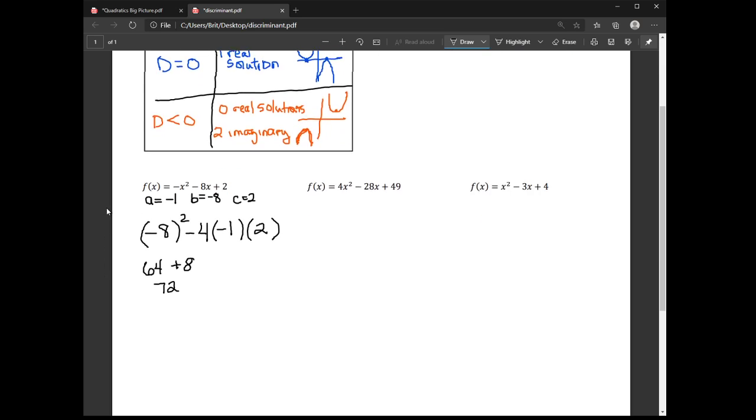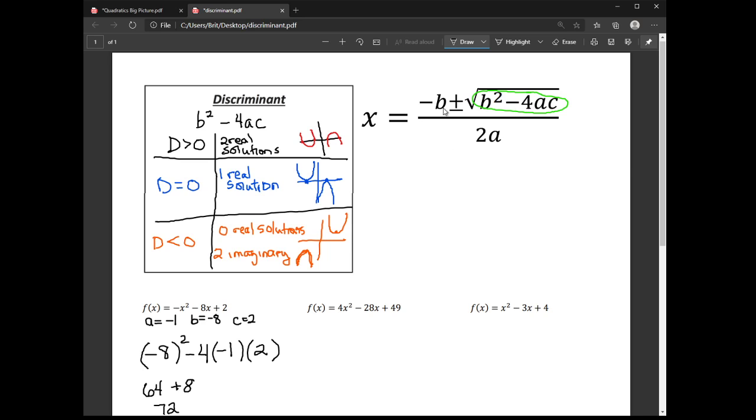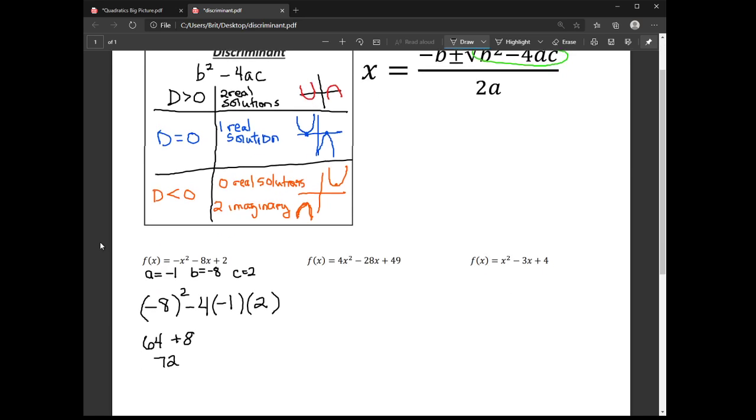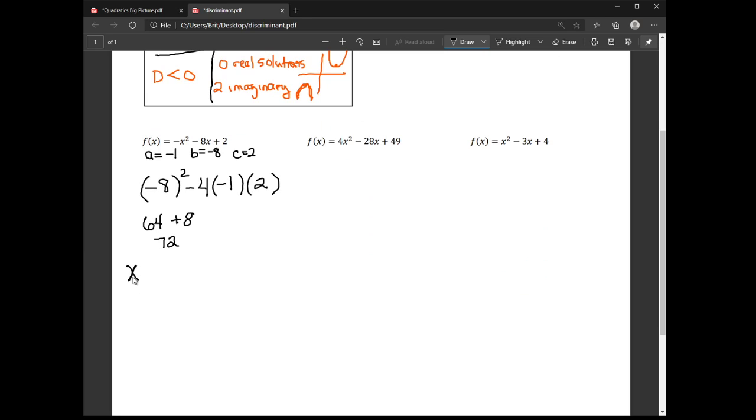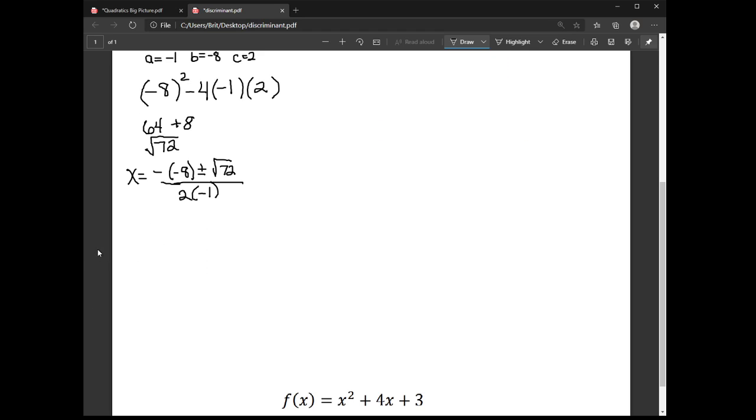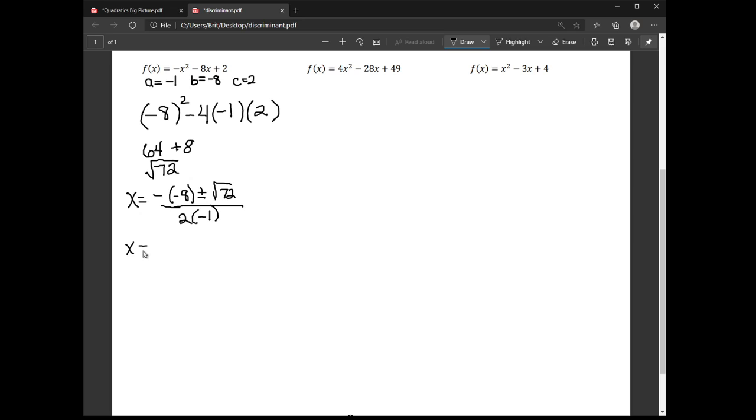Now if I want to figure out what those solutions are, then I kick myself back to this quadratic formula and finish simplifying it. So we can do that. I have x equals, we have negative b in the formula, so negative negative 8, plus or minus the square root of this discriminant, so the square root of 72, all over 2 times our a value. So if I go to do that, I have x equals 8 over 2 plus or minus, and we need to simplify the square root of 72.